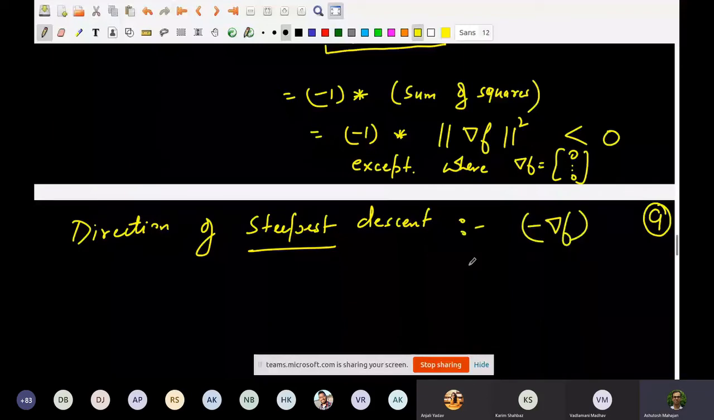Okay, and why is it the steepest? You can prove it formally. It can be proven that of all the directions you can take at a given point, this is the steepest in the sense that the rate of decrease is the highest in this direction. You can set it up as a problem of finding the best possible S.